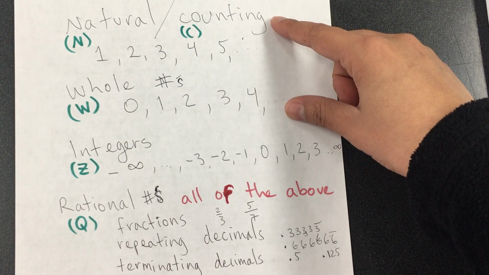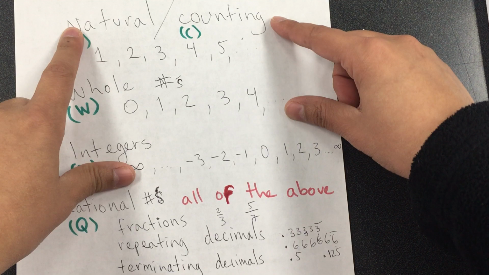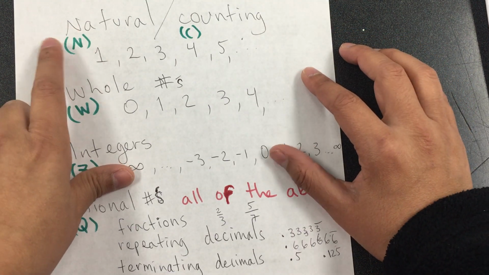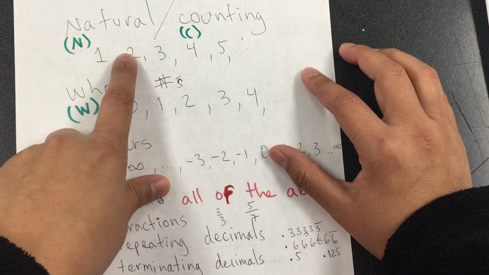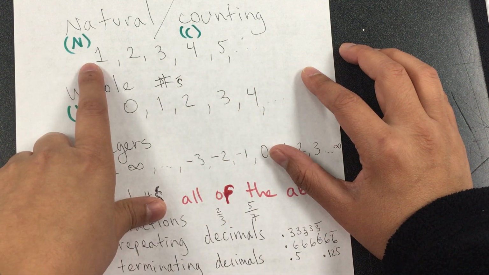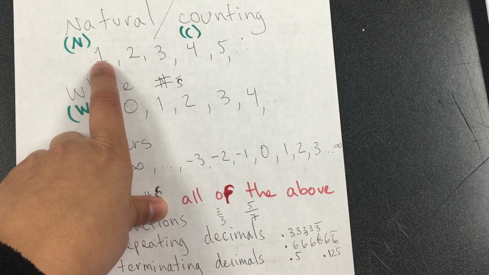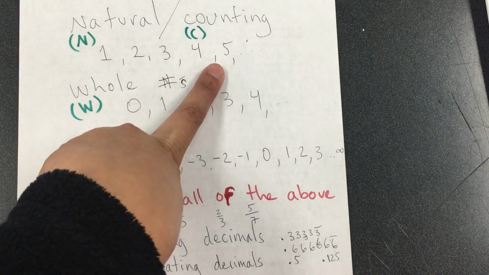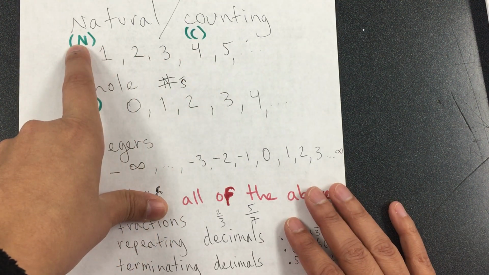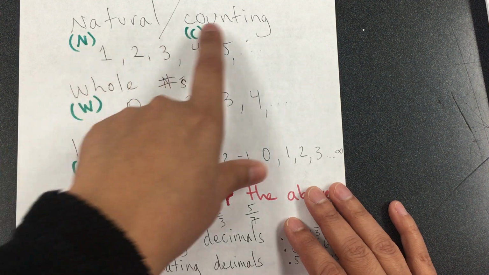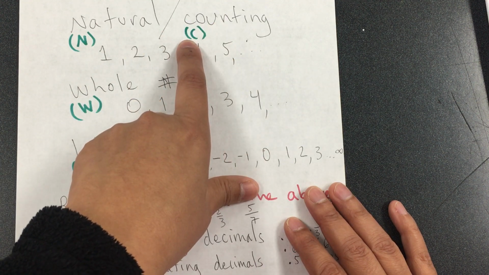And we have the counting numbers, also called natural numbers, and it just starts from 1 and you count up. It's like counting tables. You're not going to count starting at 0 or negatives, right? You just start counting 1, 2, 3, 4, 5. And so the symbol for natural numbers is N, for counting numbers is C.